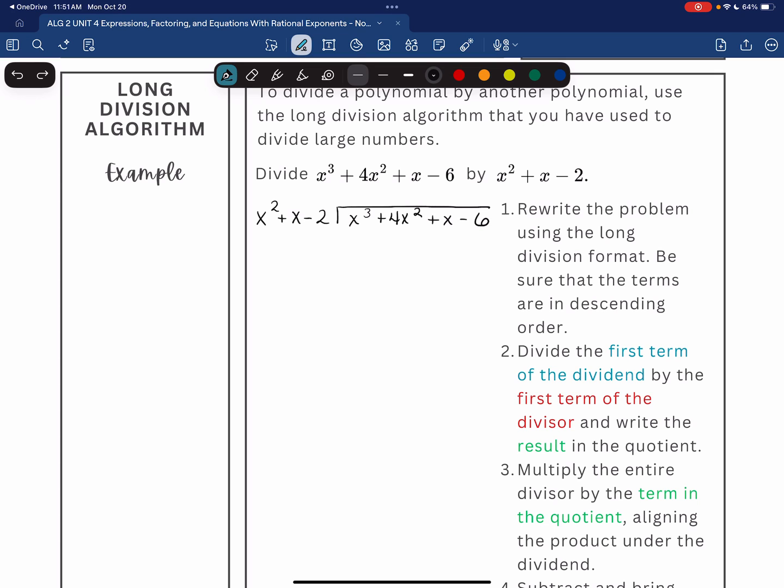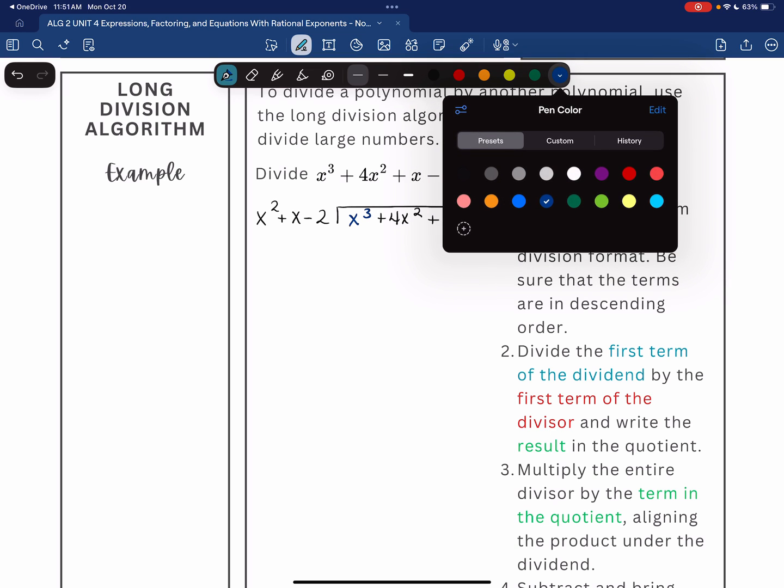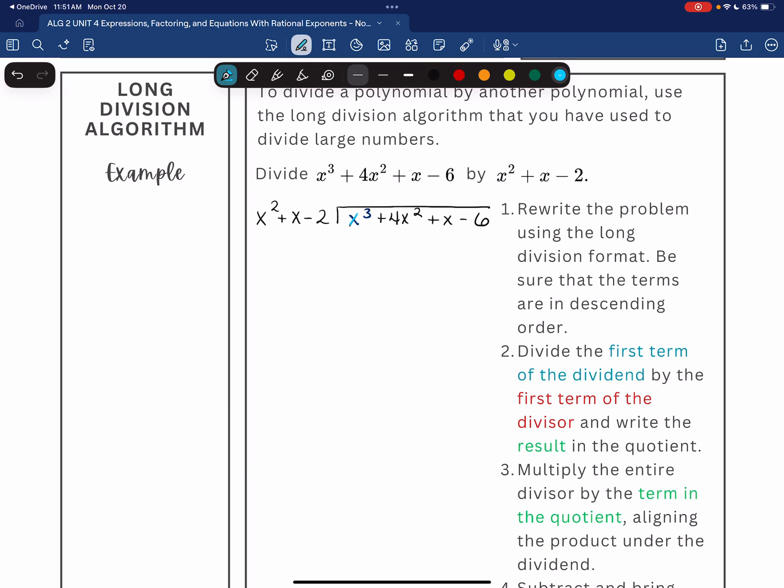Now, what we're going to do here in blue is we're going to divide the first term of the dividend. The first term of our dividend is right here, the x cubed. Let me actually get a light blue color here. My x cubed by the first term of our divisor. The first term of my divisor is this x squared. Please color code this like I am doing right now.